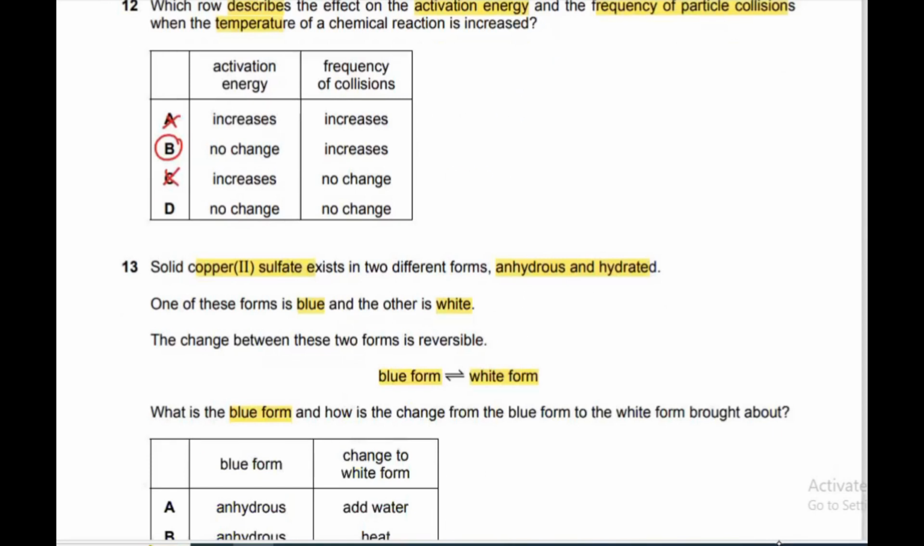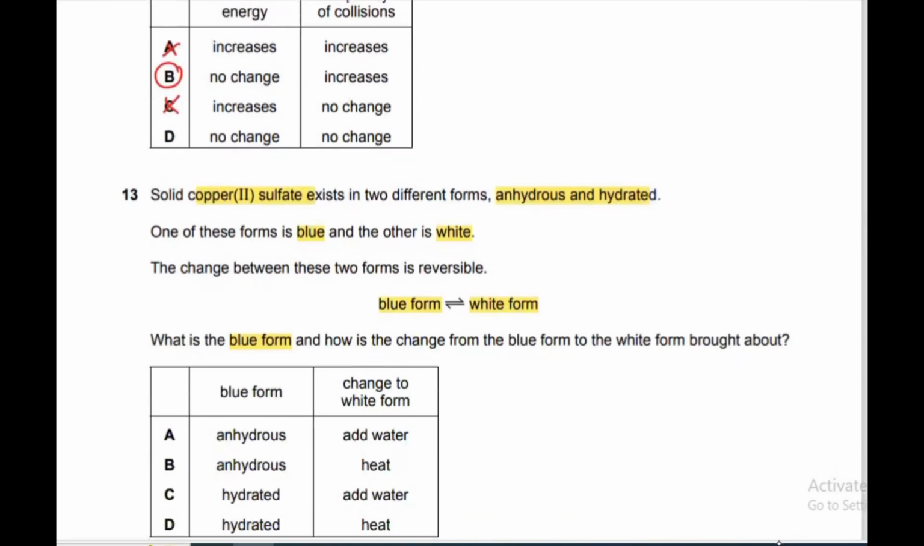The next one is solid copper(II) sulfate exists in two different forms, hydrated and anhydrous. One of these forms is blue and the other is white. So hydrated copper(II) sulfate is CuSO4.5H2O, and anhydrous copper(II) sulfate is CuSO4. And then if we heat this hydrated copper(II) sulfate, we will get anhydrous copper(II) sulfate plus water.